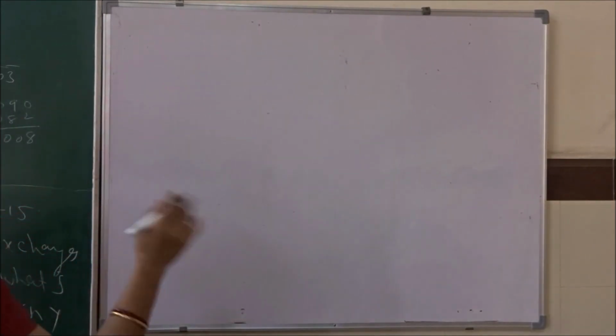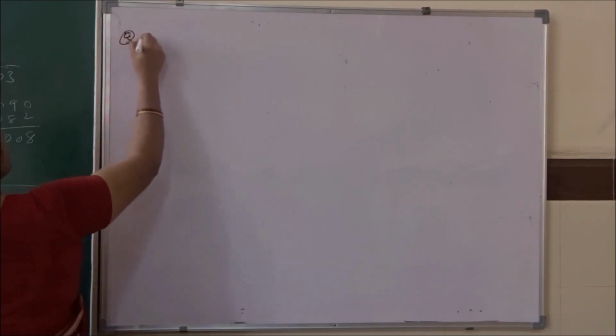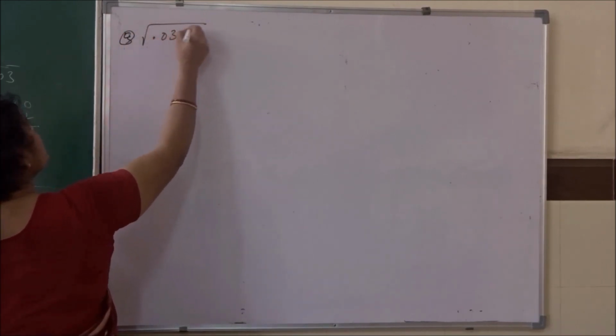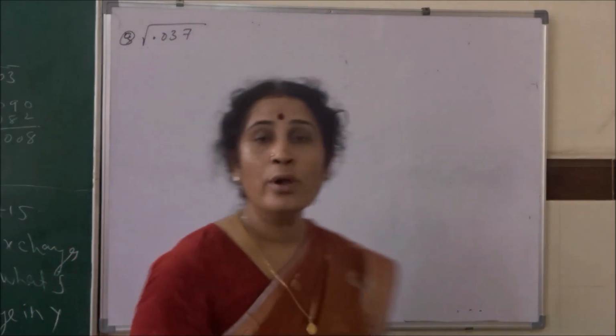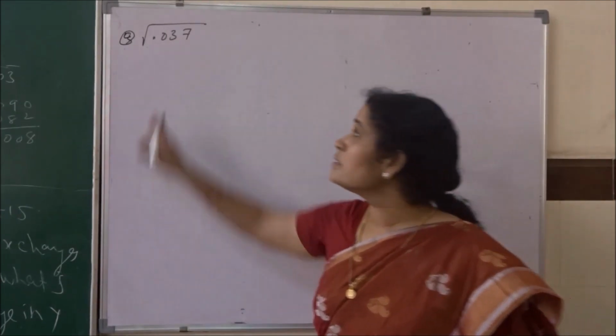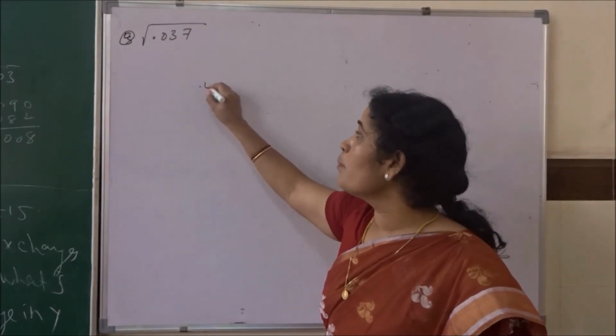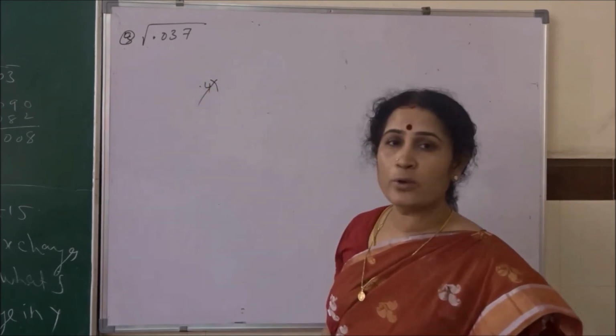Another question I am taking, that is question number 3, the under root of 0.037. Okay, fine. So first of all you should know the nearest under root number. Which one is the nearest under root number? This is 3 decimals. You cannot say 0.4. That is 0.2 we will. So we don't have any square root.